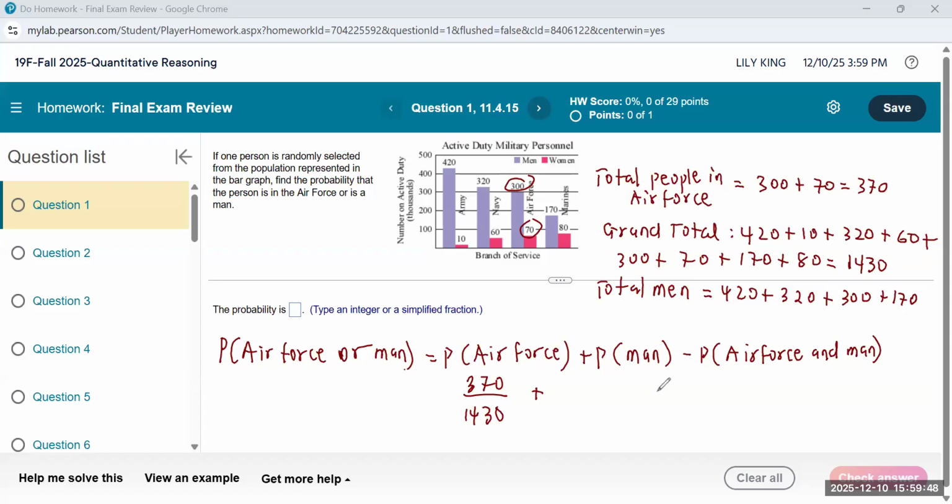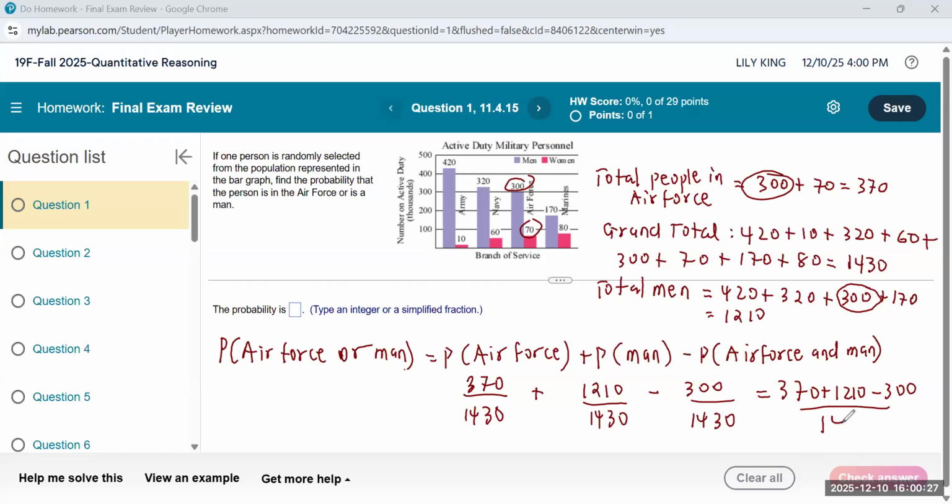And now we need to subtract any outcome that was counted twice in both cases. So when we're looking at the total people in the Air Force, we counted 300. And when we're looking at the total men, 300 was also counted. So since 300 was counted twice, in both cases, we have to subtract. All right, so being in the Air Force and being a man at the same time is 300, which we need to subtract. Plus 1210 minus 300 divided by 1430.